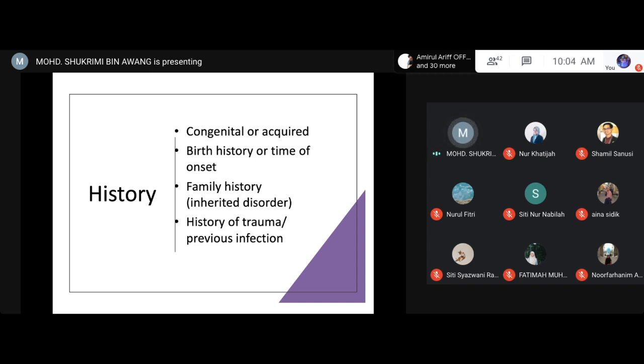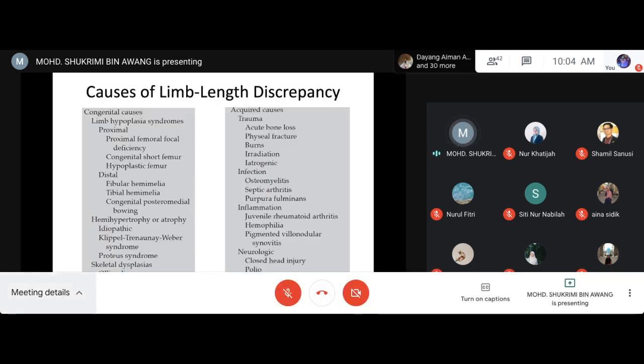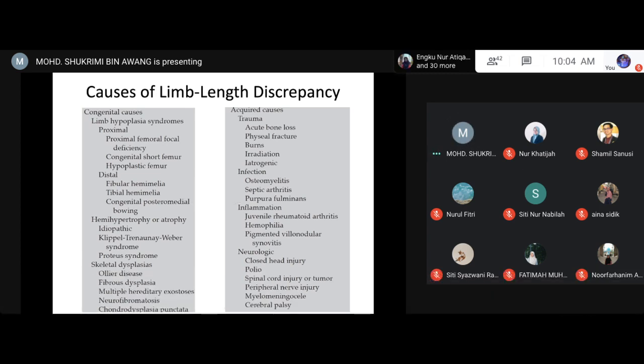You may also want to know about the family history because certain conditions may be inherited in nature. I mentioned history of trauma or previous infection. There are long lists of causes, either congenital or acquired. Congenital ones are not so common, but you may see them once in a while. The acquired ones are quite common, like trauma, following infection, either bone or joint. Certain tumors also, or certain neuromuscular problems.